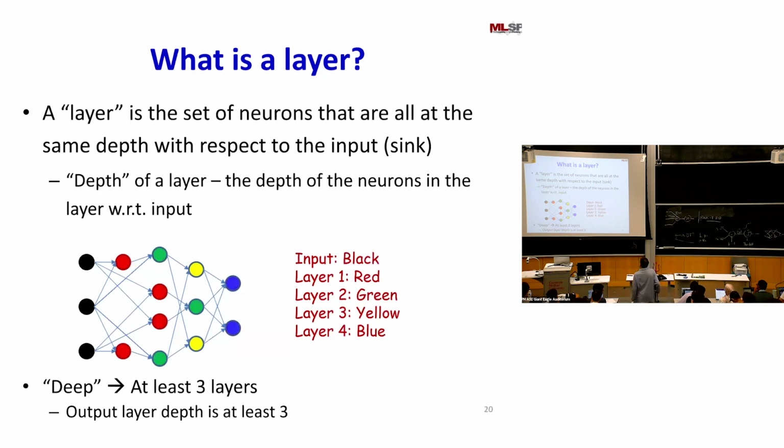So in this case, the 4 red neurons form the first layer. The 3 green neurons form the second layer. The 2 yellow neurons form the third layer. And the blue neurons form the 4th layer. So it doesn't matter how I draw them, or how I arrange them pictorially. The notion of depth is very clearly defined. Questions?